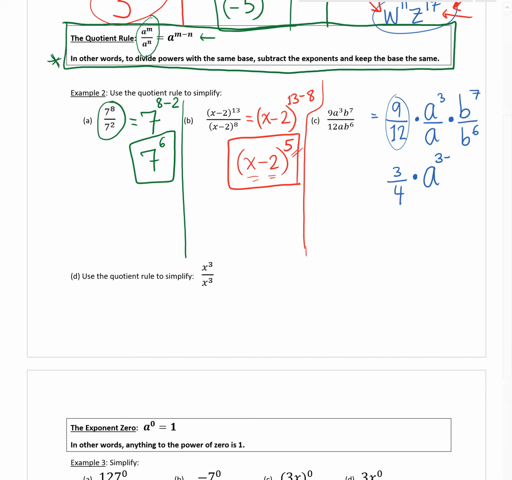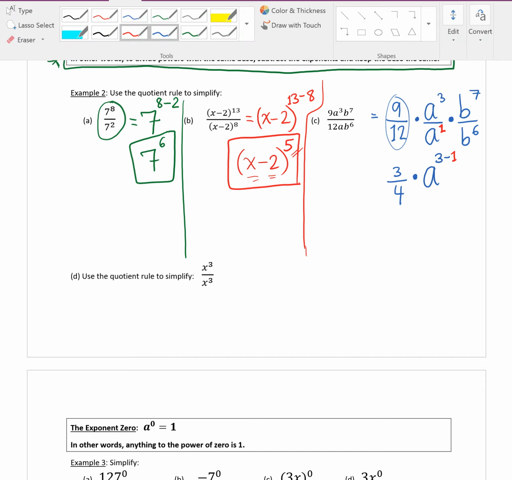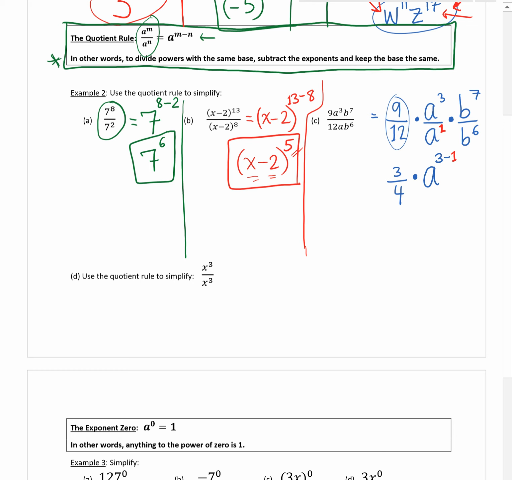But remember, if you don't see an exponent, it's an invisible 1, so don't forget that. There's an invisible 1 power here. That's what you're subtracting for the A's exponent. And then I'll do similar things with the B's exponent. The numerator's exponent is 7, subtract, the denominator's exponent is 6. And I think we're almost done.